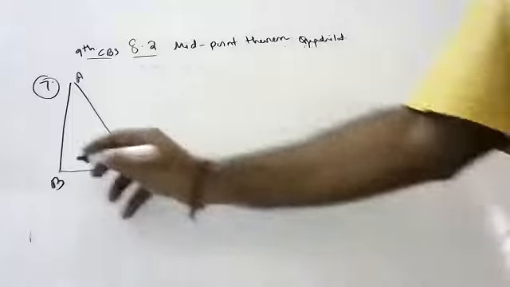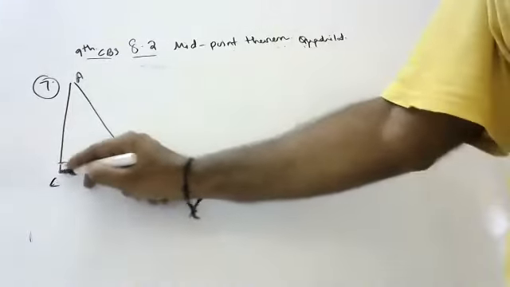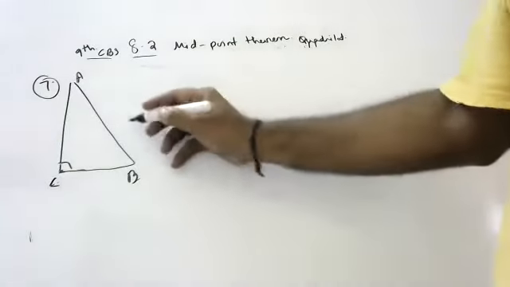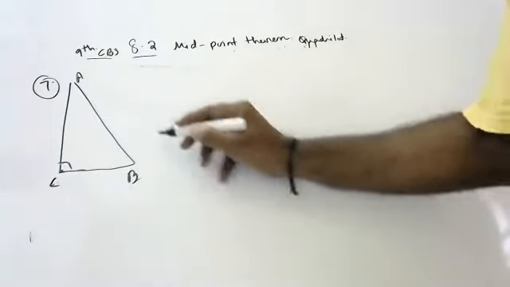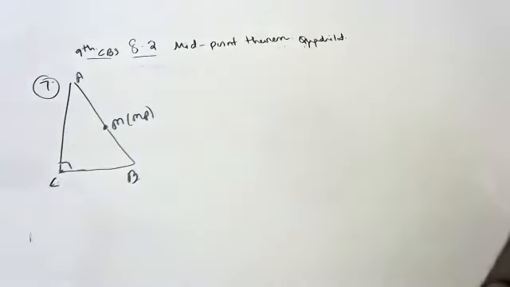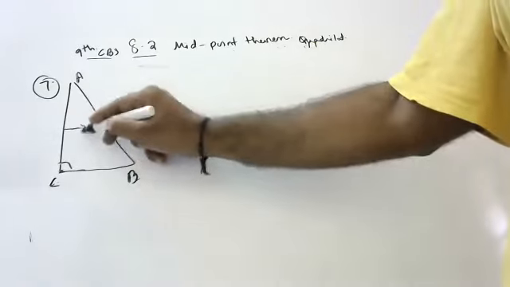In which right angle, C is here. And this is B. ABC is a right angle triangle. A line drawn through the midpoint M of hypotenuse, M is the midpoint of hypotenuse, and parallel to BC. Both are parallel.